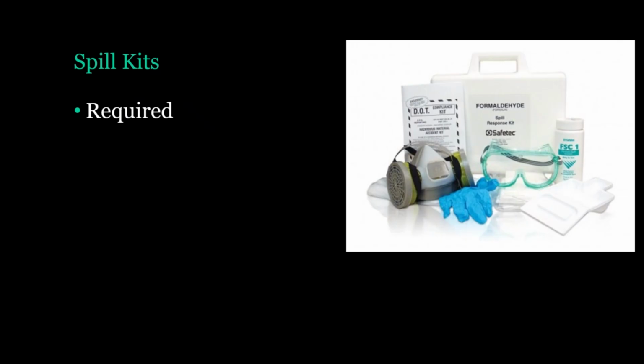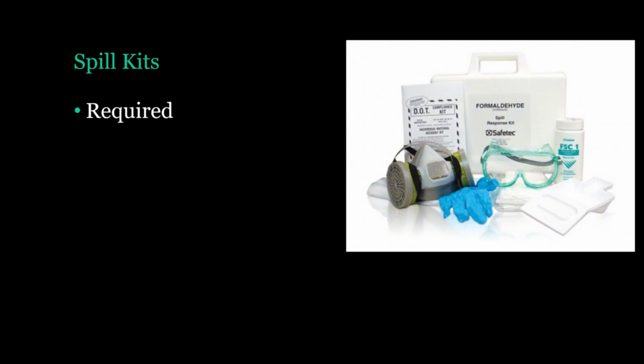Let's say there's an accident and you spill some formaldehyde. A bottle gets opened incorrectly. Spill kits are required. This is a go-to box or kit that has all the proper things in it to be able to clean the hazard immediately. You're going to have a respirator, gloves, goggles, and the reason why you would have these separate and ready to go in a kit is if there was a spill, like a large amount, you wouldn't want to have to go running around looking for the right respirator or the right goggles.